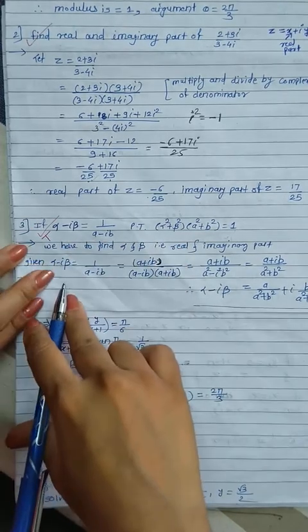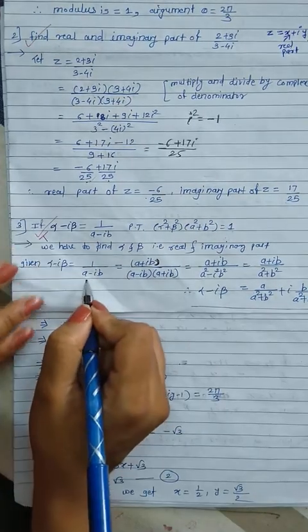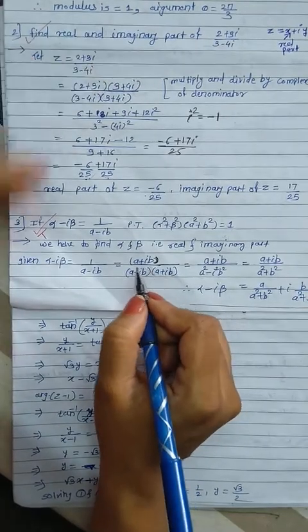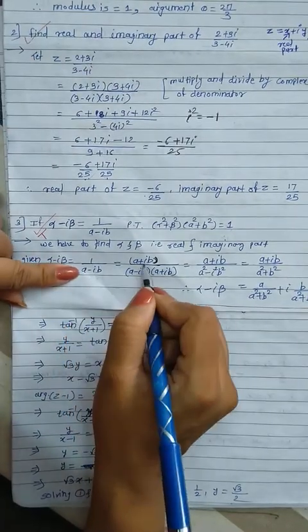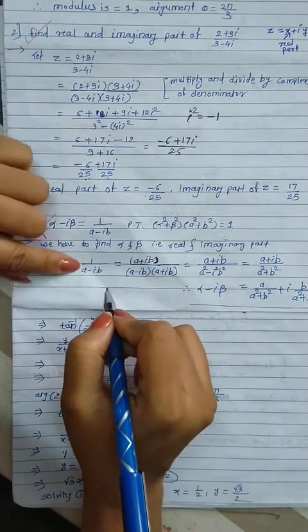Now consider the given thing, alpha minus i beta is equal to 1 upon a minus ib, which is equal to, again following the same procedure, multiply and divide this factor by the complex conjugate of this denominator factor.